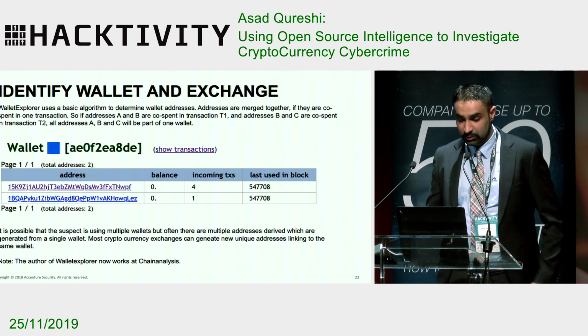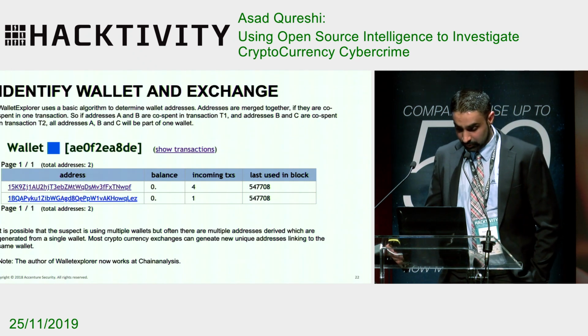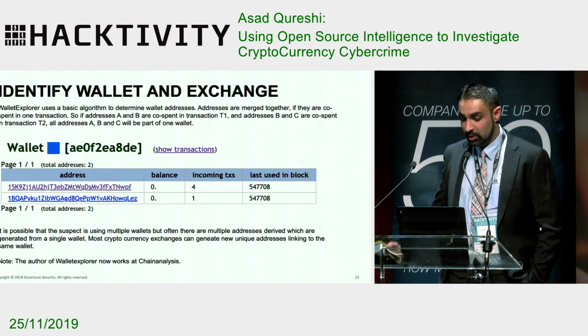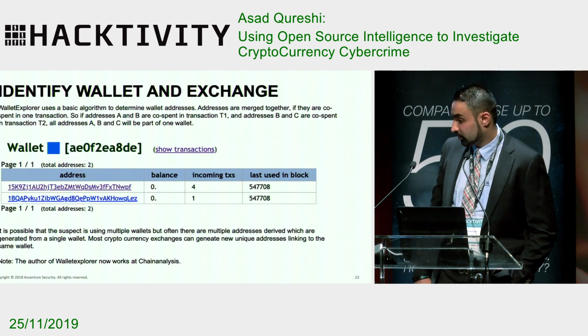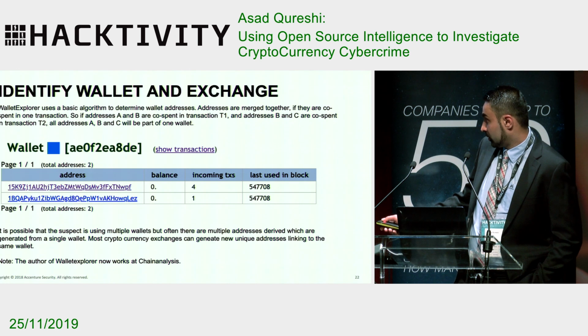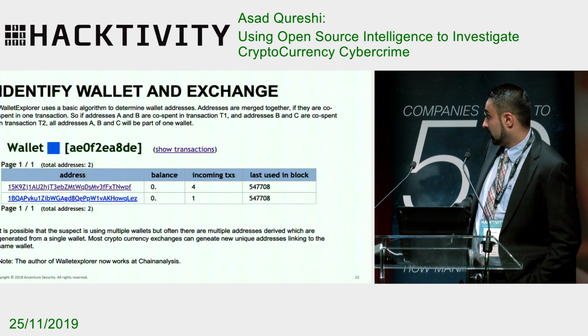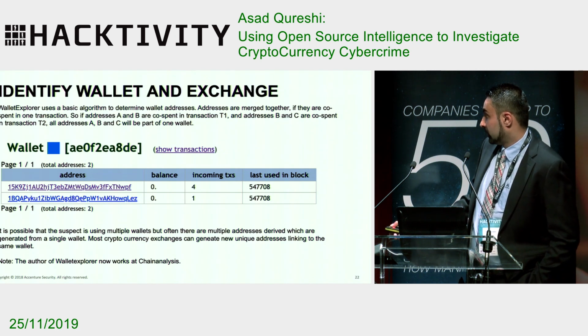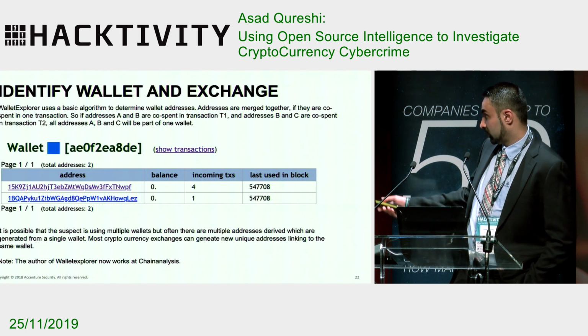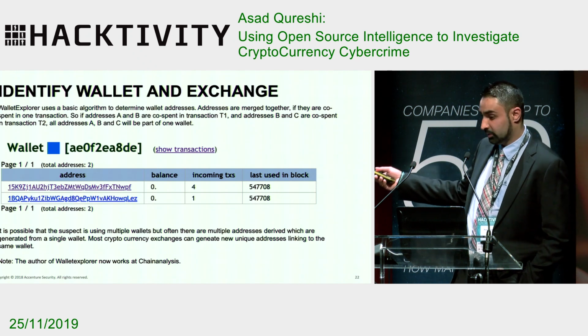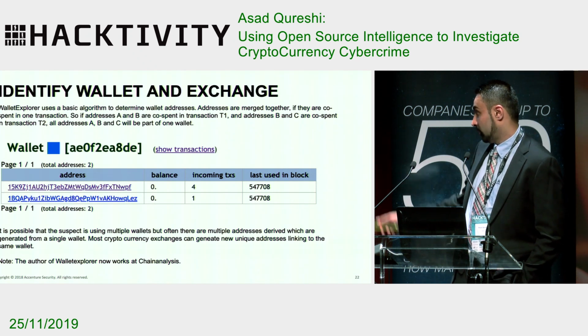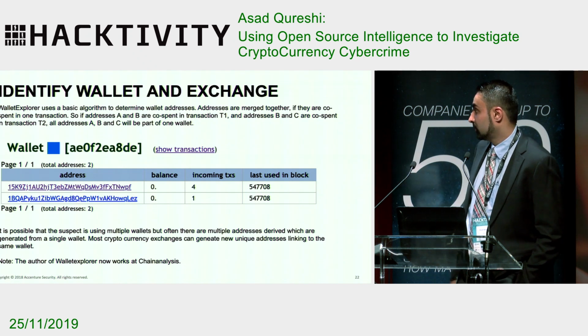It is possible that the suspect is using multiple wallets as well. Often there are multiple addresses generated from one single wallet, because most crypto exchanges can generate a new unique address which will link to the same wallet. So even if the attacker is using a new unique address, it belongs to the same wallet. The guy who made Wallet Explorer now works for a company called Chainalysis.